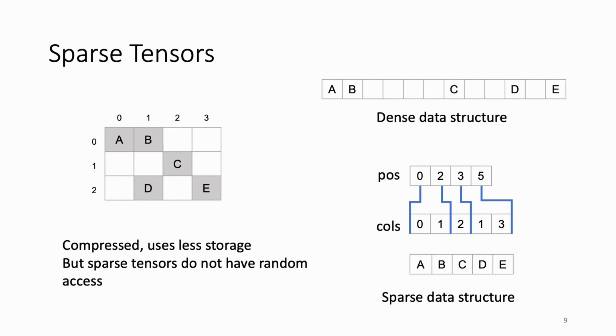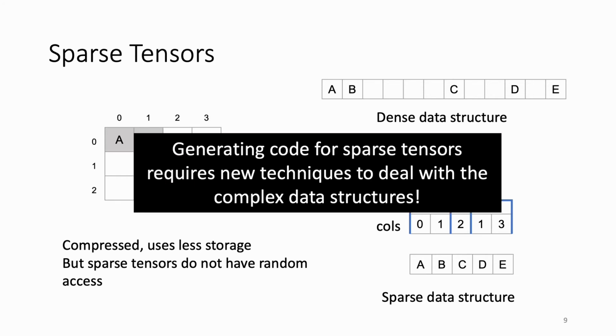Sparse tensors are irregular data structures. Therefore, they do not allow random access and hence cannot rewrite accesses. Having sparse tensors in tensor computations leads to compute code with non-affine loops, and also we cannot permute or reorder sparse loops in any arbitrary order we like to generate code. Generating code for sparse tensors requires new techniques to deal with these complex irregular data structures.